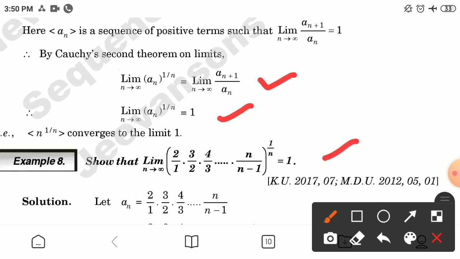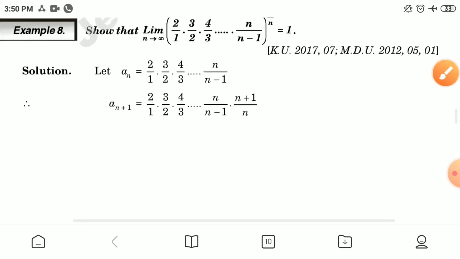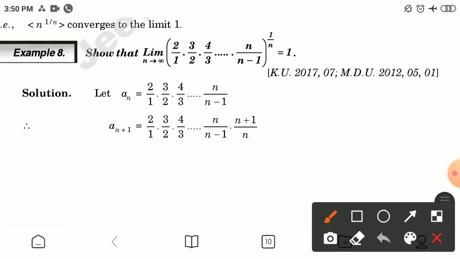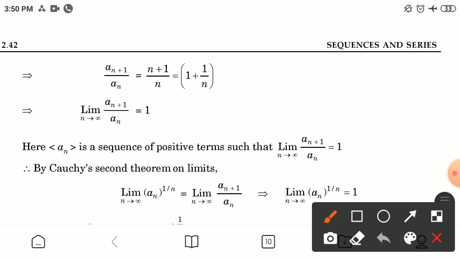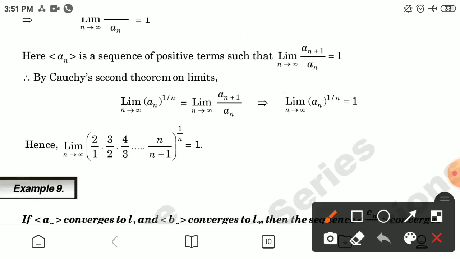Now, example number 8. Show that the limit as n tends to infinity of 2 by 1, 3 by 2, 4 by 3, up to n by n minus 1, whole raised to power 1 by n, is equal to 1. Let an be equal to 2 by 1, 3 by 2, 4 by 3, up to n by n minus 1. Therefore, an plus 1 is equal to increasing one term. If we divide and take limits, the value will be 1. Therefore, by Cauchy's second theorem on limits, the value will be the same for these two. Therefore, the value is equal to 1.